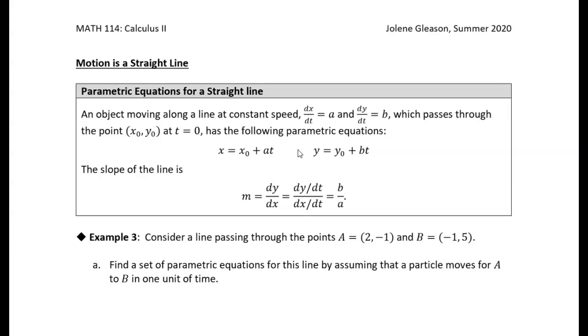So if you imagine this particle moving from, say, here's x0 comma y0, right? And then over 1 unit of time, it's going to move a in the x direction and b in the y direction. So this next value will be x0 plus a and y0 plus b, okay, over 1 unit of time. So this would be at t equals 1 if this is t equals 0.